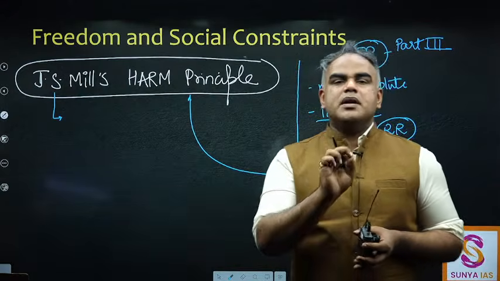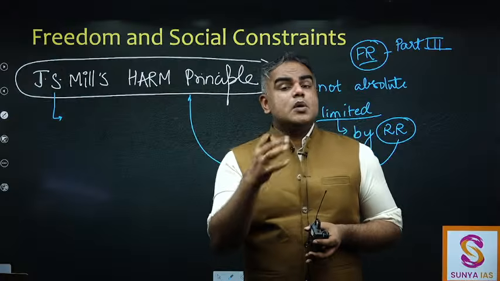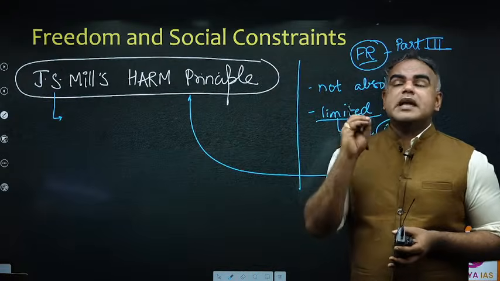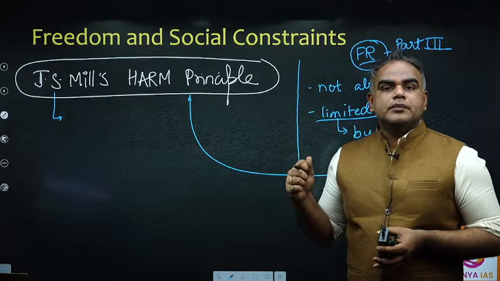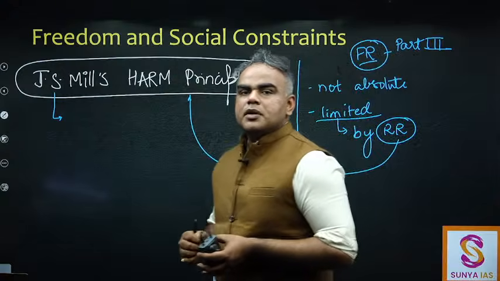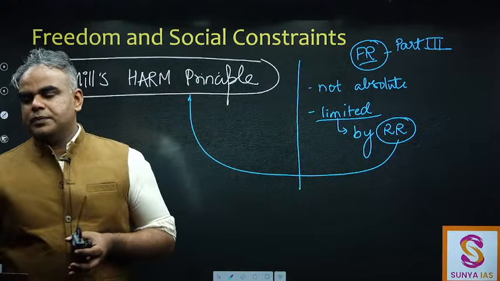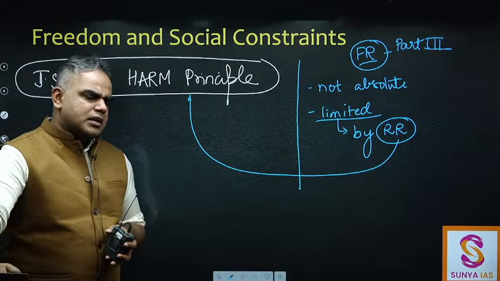Please write this line somewhere. Freedom is not absolute. What is the reason? Absolute freedom can harm the society. This is very well explained by J.S. Mill: absolute freedom can harm the society. Right? Again, think of a very simple thing.